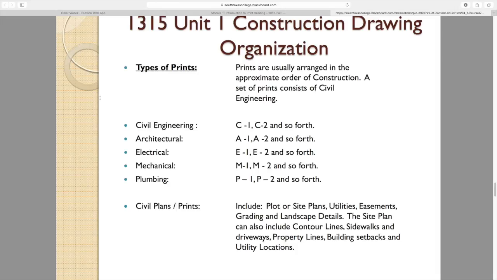So you have your civil, and for example, if you have one sheet, it's going to be C1, two sheets, C2, three sheets, C3, but all of them start with C if they pertain to civil. Same thing with A. You can have like 20 sheets for the architecture. They're going to be A1, A2, A3, A4, depending on the firm, how they put them together. But anything with an A is going to be architecture drawings. Same thing for electrical, mechanical, and plumbing. Okay?